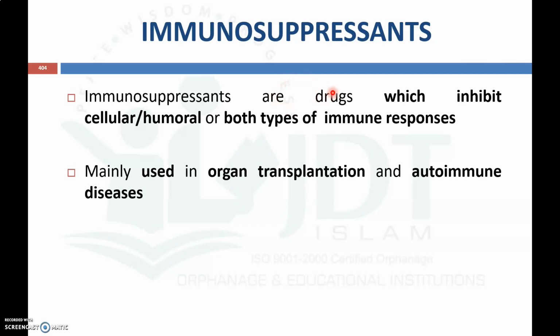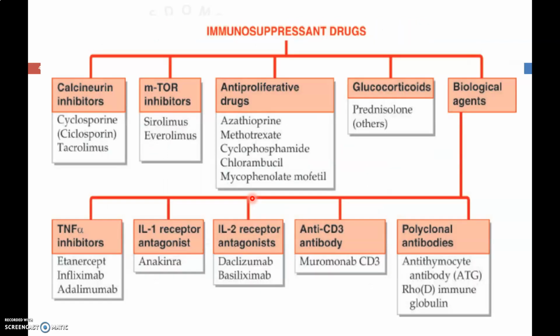Immunosuppressants are the drugs which inhibit cellular or humoral or both types of immune response. So these drugs are mainly used in organ transplantation as well as autoimmune diseases.